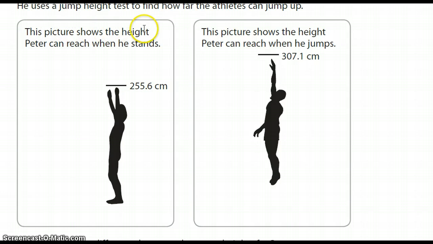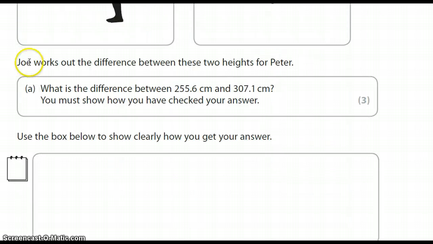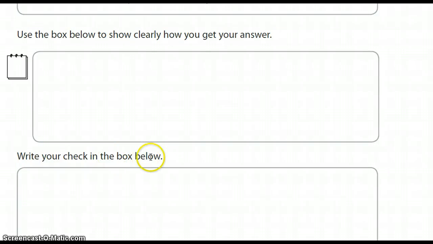This picture shows the height Peter can reach when he stands. That many cm. This picture shows the height Peter can reach when he jumps. That many cm. Joe works out the difference between these two heights for Peter. What is the difference between that many cm and that many cm? You must show how you have checked your answer. Use the box below to show clearly how you get your answer. Write your check in the box below.